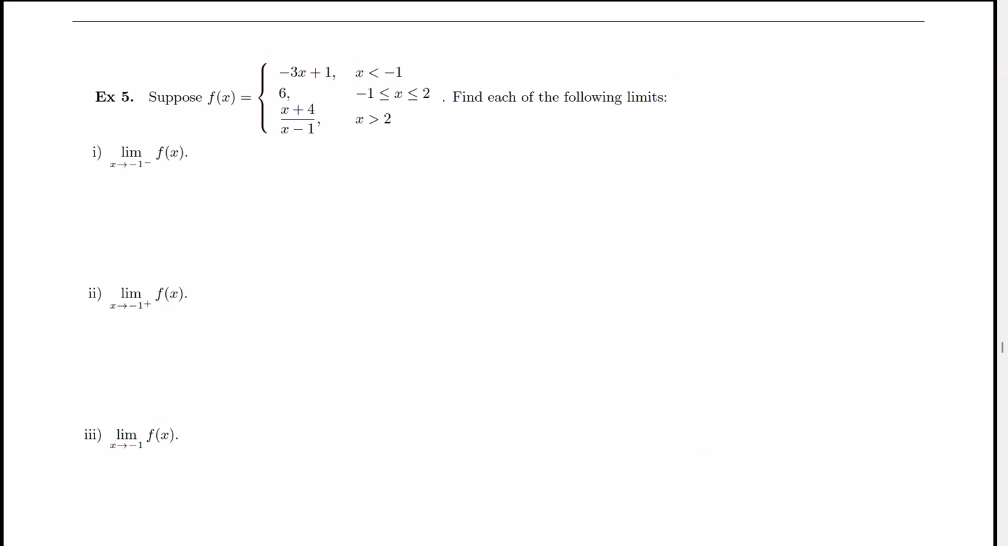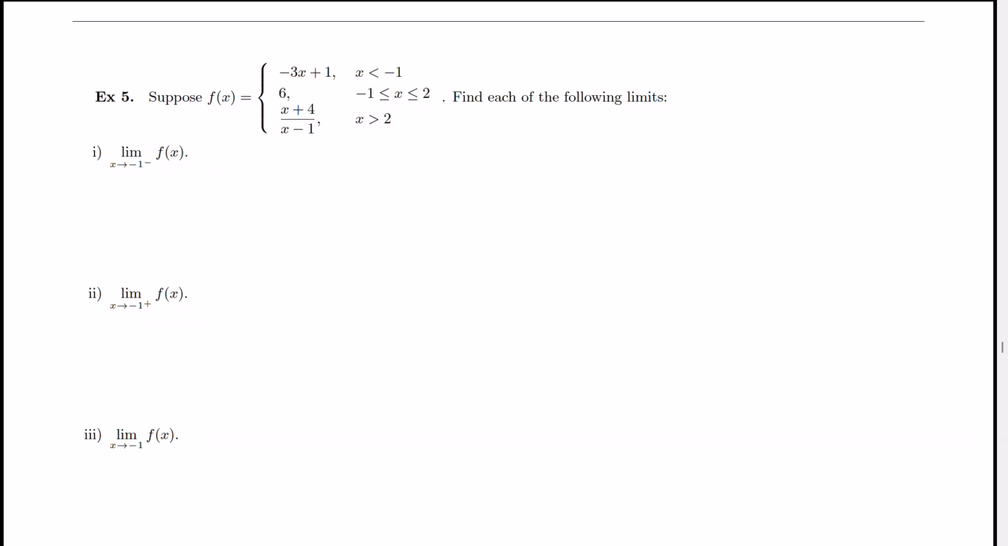So here we go. We have a function f of x, and it's a piecewise defined function. It's got 3 different names, and along with each name, the condition or the time when we can use that name. So if the number we're plugging in is a smaller value than negative 1, we're supposed to use the name of the function f of x, which is negative 3x plus 1. If the number is between negative 1 and 2, including negative 1 and 2, the function takes on the value 6, so it's always going to be 6 there. And if the value that we want to plug in is a number bigger than 2, then we have to use the function x plus 4 over x minus 1, rather than the other 2 that's provided.